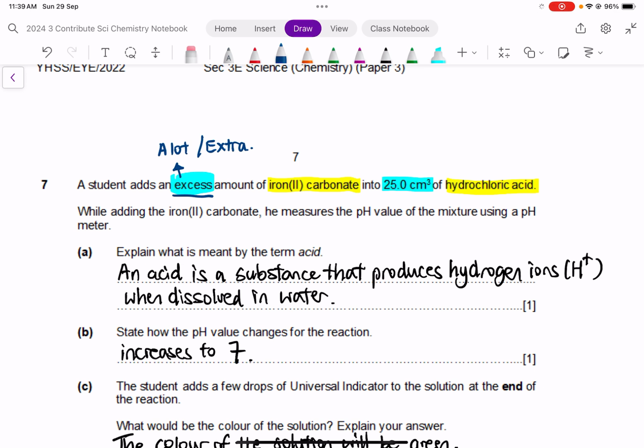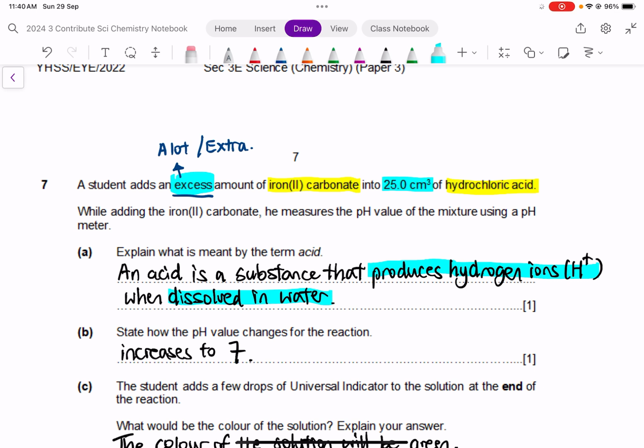So in 7a, you're asked to explain what is meant by the term acid. An acid is a substance that produces hydrogen ions, H+, when dissolved in water. It is very important to take note that for an acid to produce H+ ions, it has to be dissolved in water. Next, you're asked to state how the pH value changes.